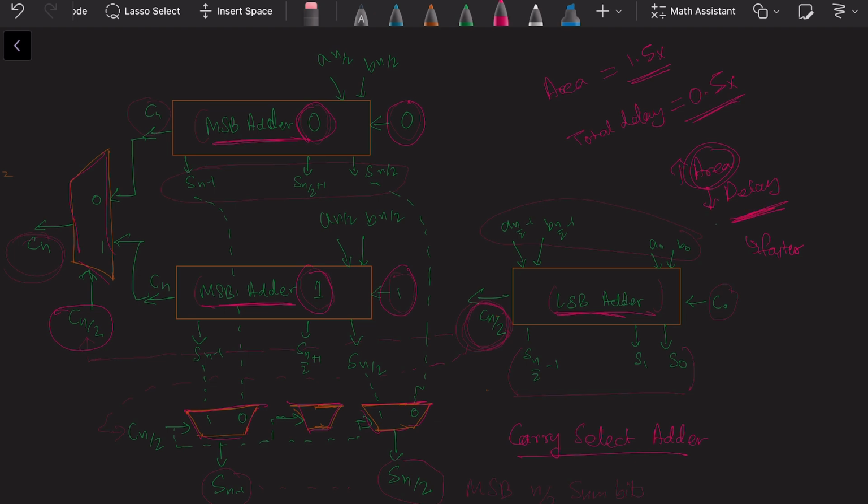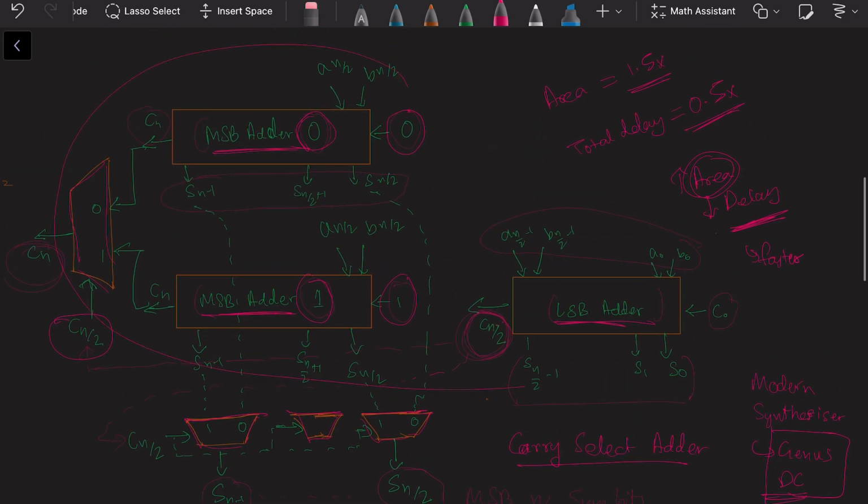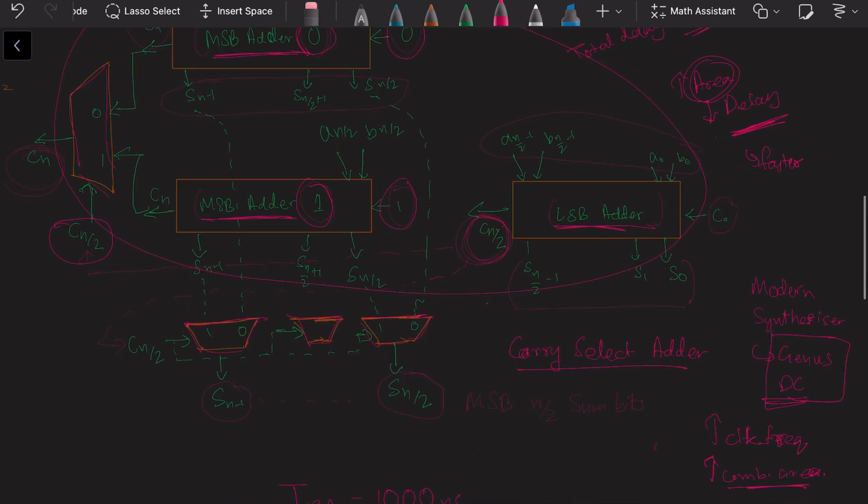And if you are an RTL buff, just like myself, the modern synthesizers like DC or Genus already do this thing for you. If you increase the clock frequency, usually your combinational area increases because it's trying to do something similar to this. It's trying to create a more parallelized logic so that it takes lesser delay, which can meet your high clock frequency.